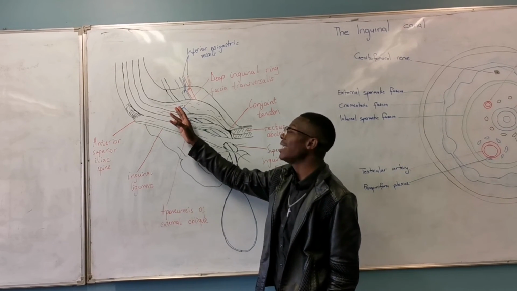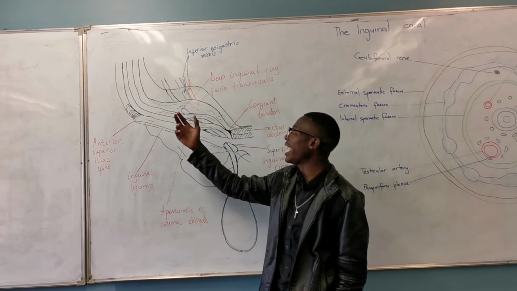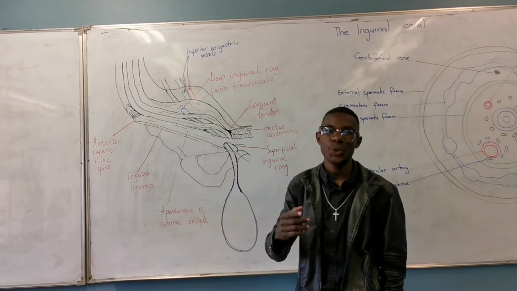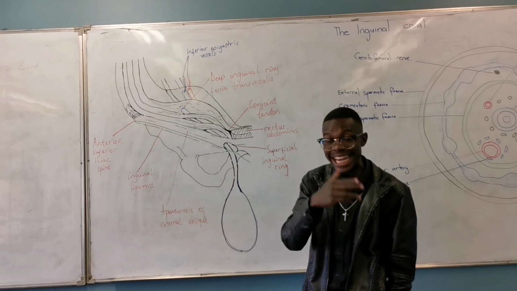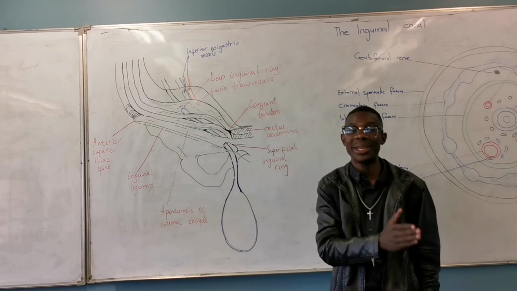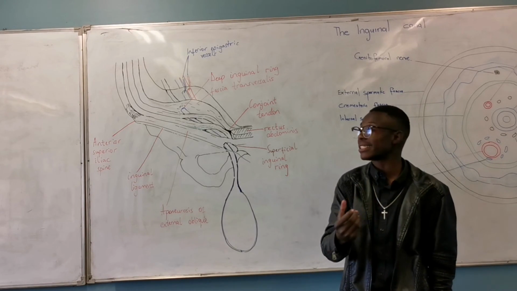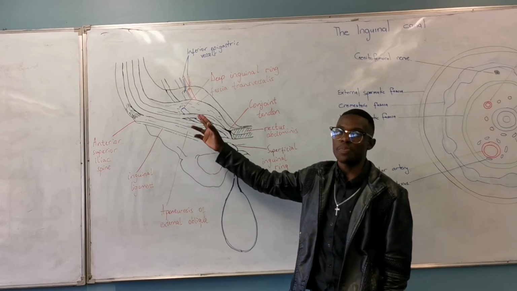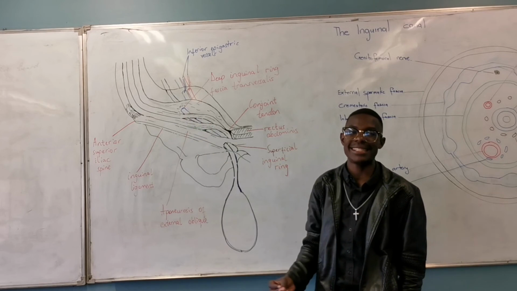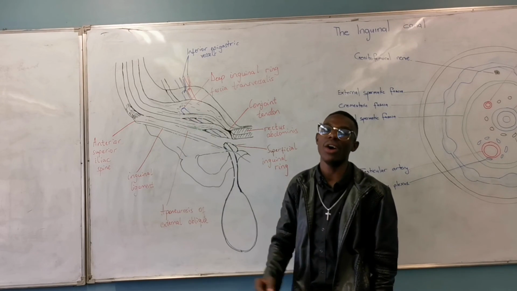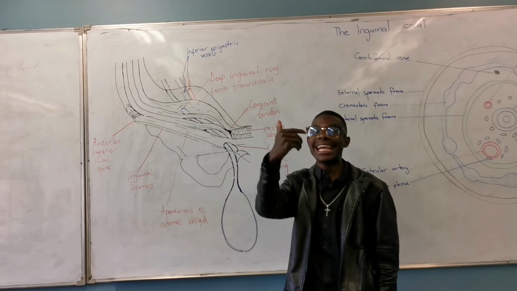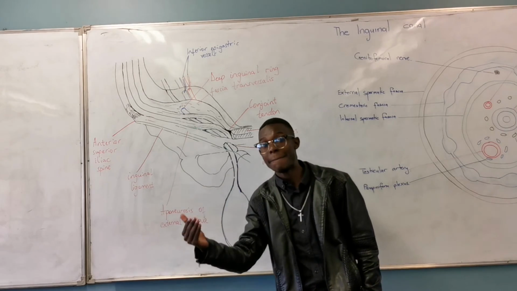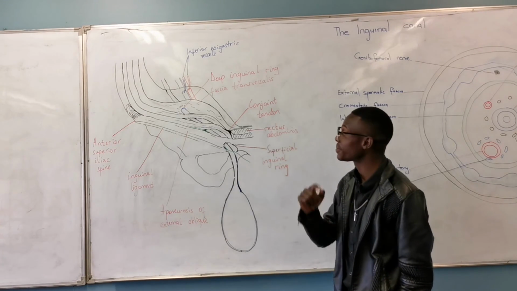So indirect hernia occurs mainly in males. About 86% will be male, and the remaining will be in females. The reason being that in males we have the spermatic cord. The descent of the testes will make the diameter of the inguinal canal in males greater than in females. So you're going to find herniation more in males than in females, right?